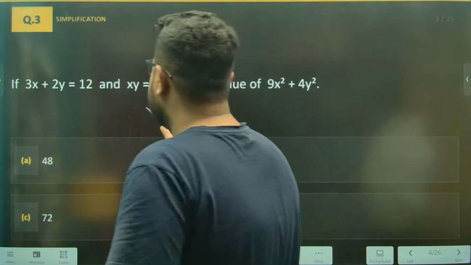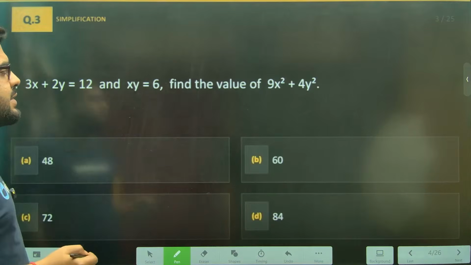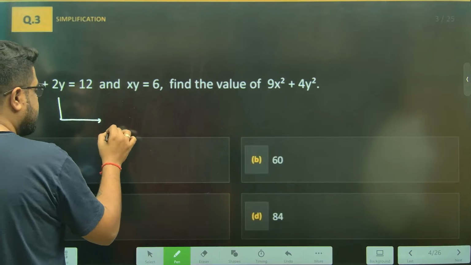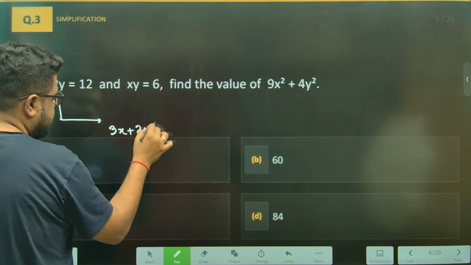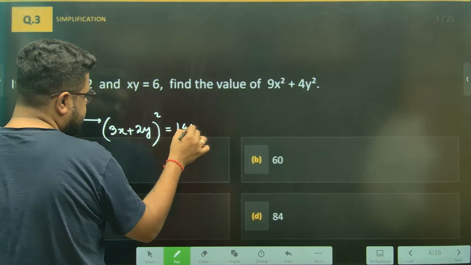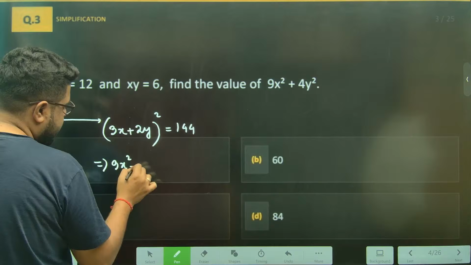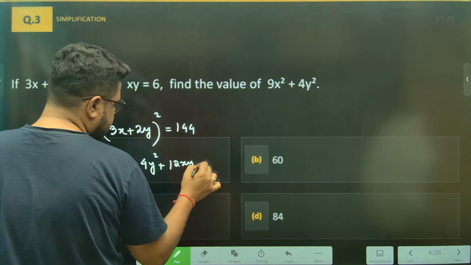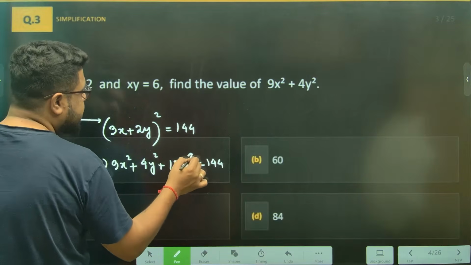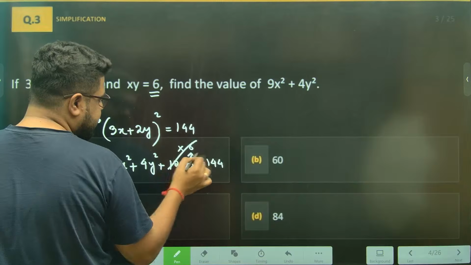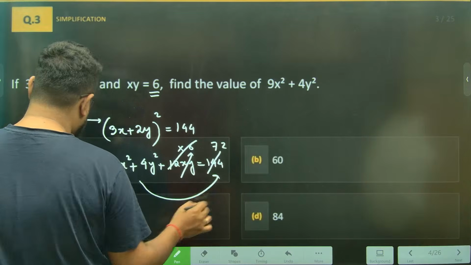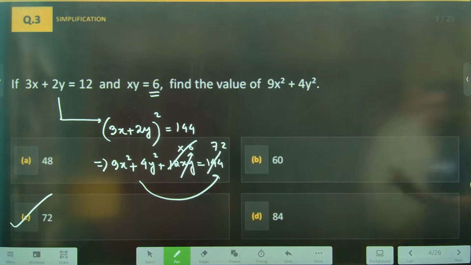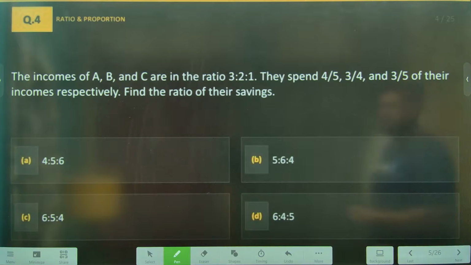Next one. They have given you something and they are asking the value of this. If I start from here, you can put values and so on, but I'm doing it normally. If you take the whole square on both sides, that will be 144. So this will be 9x square plus 4y square plus 2 into 3 into 2, that is 12xy, equal to 144. Put down the value of xy, given as 6. So 6 into 12 is 72, and that's your correct answer. Option C, once again 72. Very simple question, normal calculations.